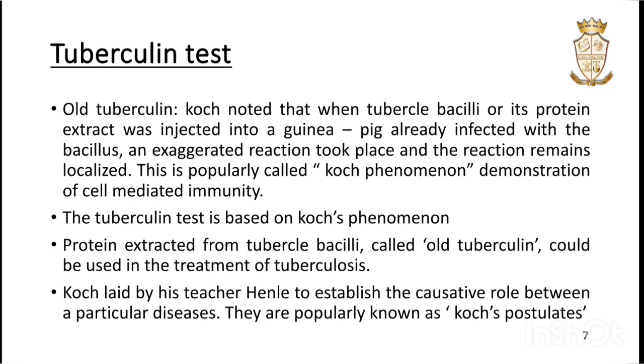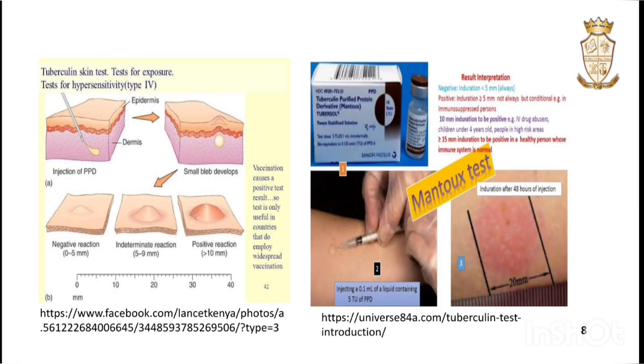Koch, led by his teacher Henle, established the causative role between a particular microbe and a disease. They are popularly known as Koch's postulates. This is a diagrammatic representation of tuberculin skin test. It is also called Mantoux test.